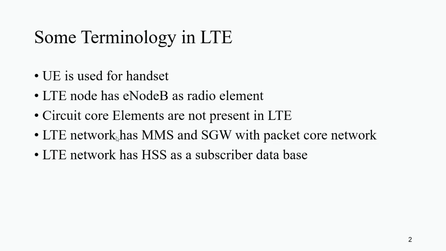UE stands for user equipment, which is used in LTE to represent the mobile set, whereas in 2G or 3G we represent the handset with MS. LTE has eNode B as the radio element, whereas in 3G Node B and RNC are used as radio elements. As we know, it is a total packet switch network. In the core network, it has MME and SGW, whereas it uses HSS as a database, whereas in 2G we use HLR or VLR to maintain the subscriber data.